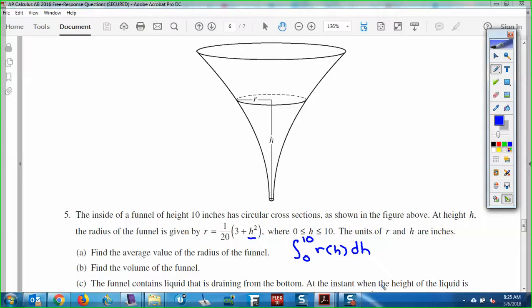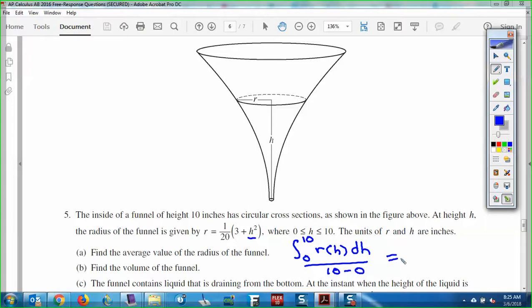H is your input. So h, it says right here, goes from 0 to 10. And then what am I missing? Divided by 10 minus 0. This is a calculator problem. And so you simply write that down, so let's all do it, get your calculators out. It's perfectly acceptable on the AP test to just put R of H. They've already defined it to be that, and you could write it. Now, obviously, on your calculator, you're going to have to type it out. You could change it to X's if you want, but you could do it with H's too.